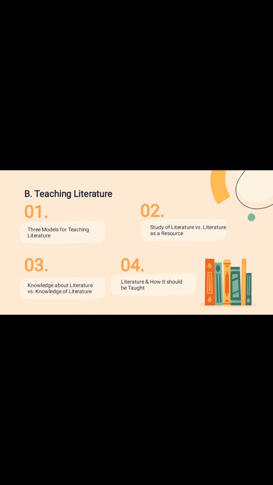Third, knowledge about literature versus knowledge of literature. Knowledge about literature means accumulating facts about literary context, dates, titles of texts, names of conventions, and literary forms.